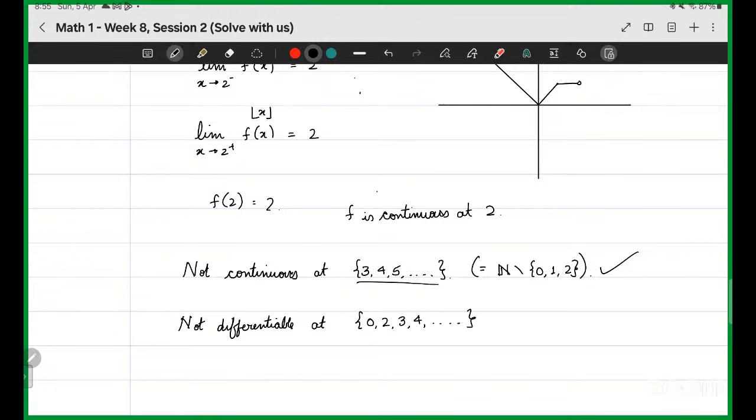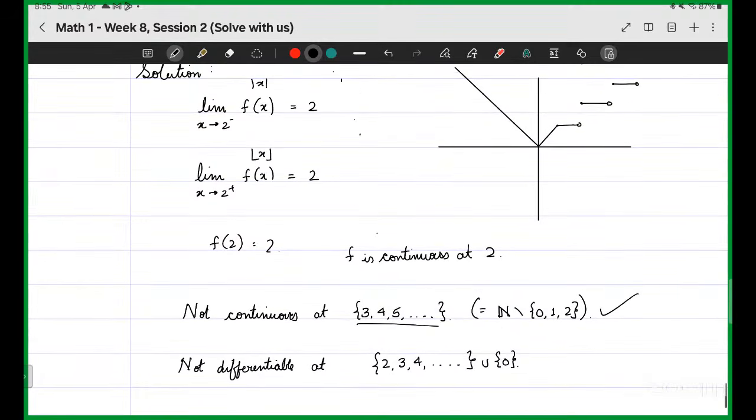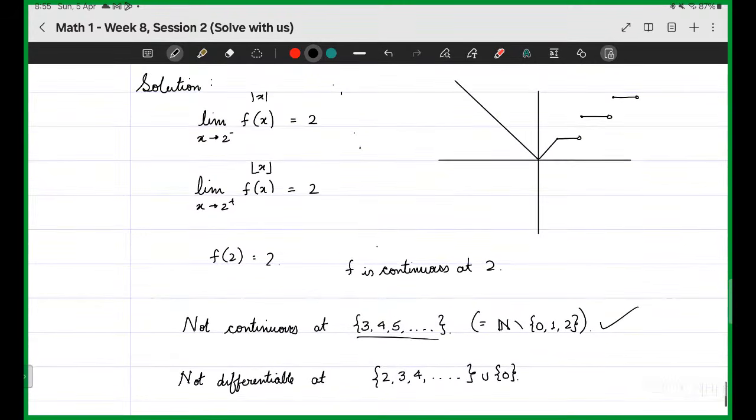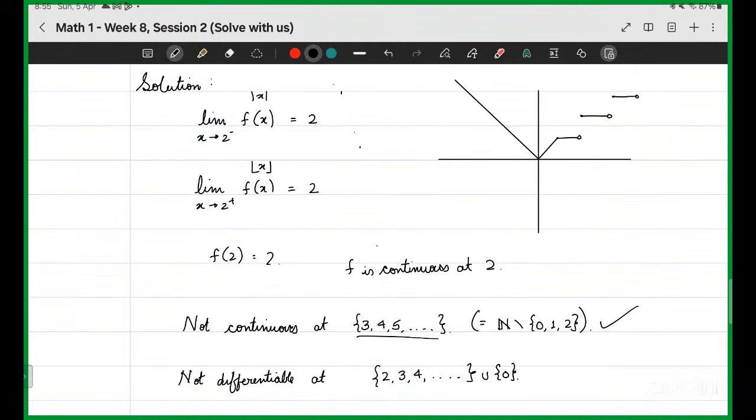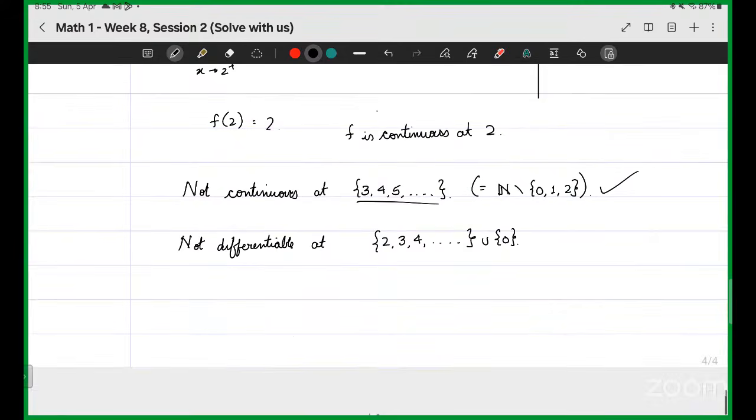I'll just leave it as this minus 0. It is differentiable. At what point is it differentiable? 0? It's mod x, it will not be differentiable. Mod x has a corner.